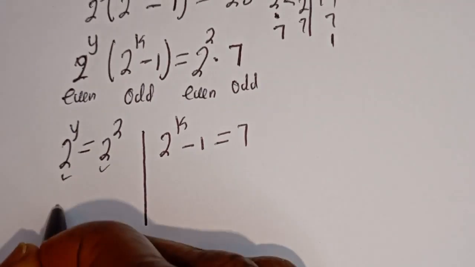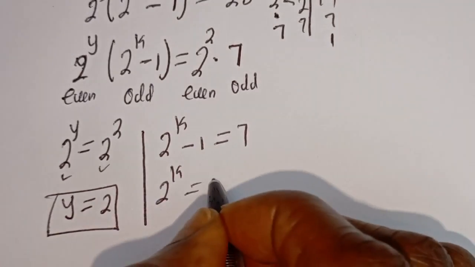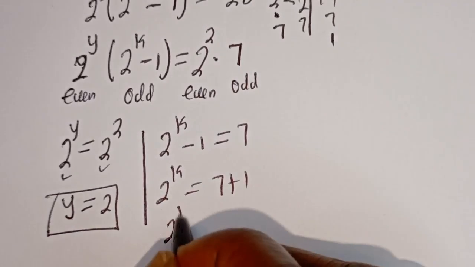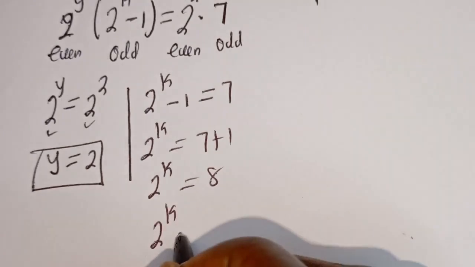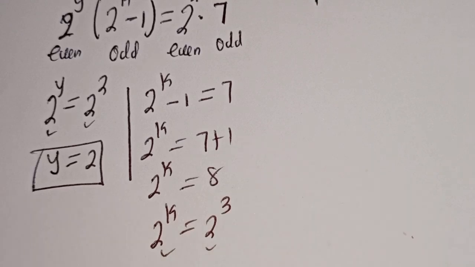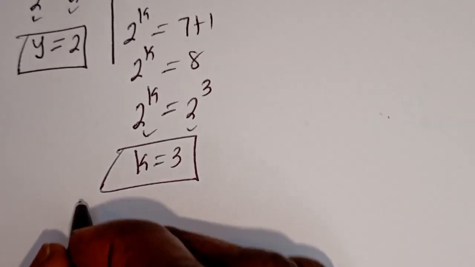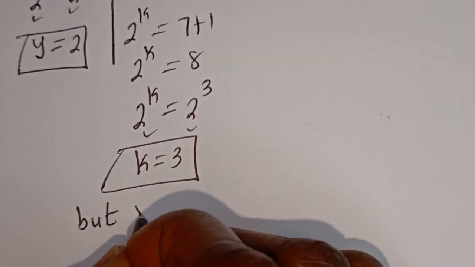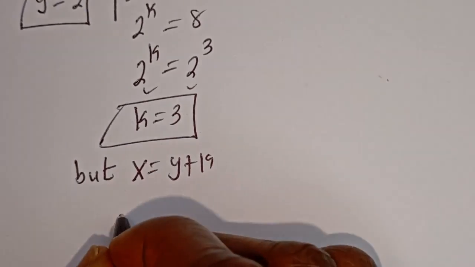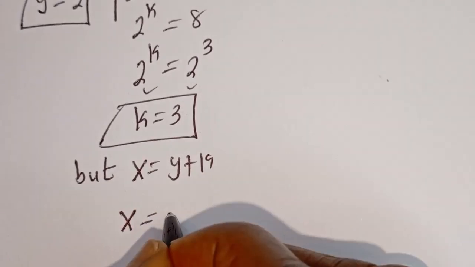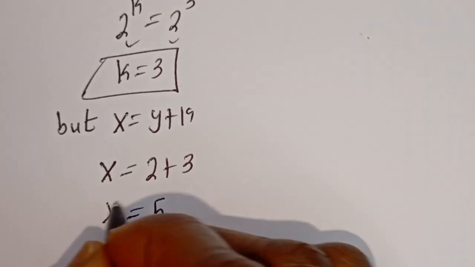Now from here, they have the same base, y is equal to 2. This is the value of y, and from here, 2 to the power of k is equal to 7 plus 1, 2 to the power of k equal to 8. 2 to the power of k is equal to 2 to the power of 3. They have the same base 2. k is equal to 3. But x is equal to y plus k. x is equal to y is 2 plus k is 3. x is equal to 5.